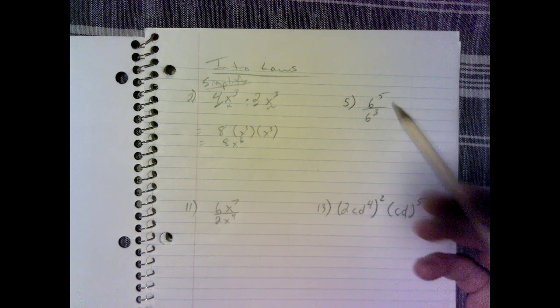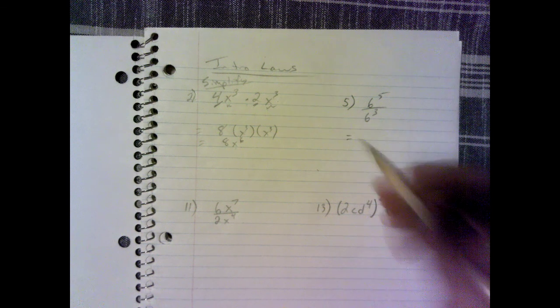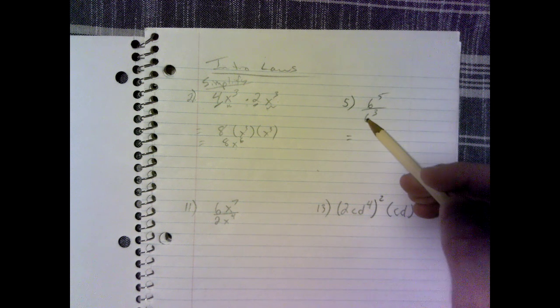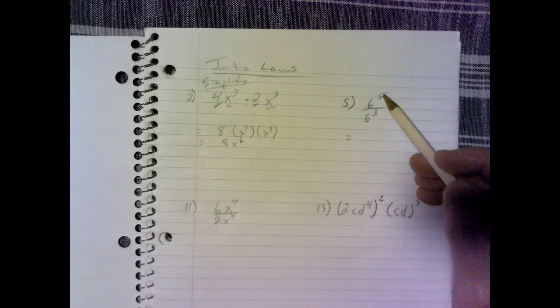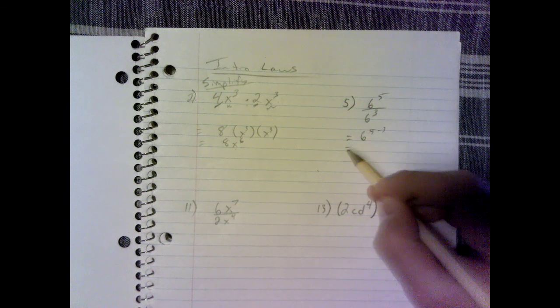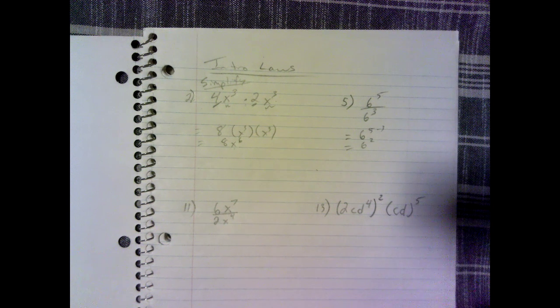Next one, you have 6 to the exponent 5 divided by 6 to the exponent 3. What you're going to use here is what's called the quotient rule. You have the same base, 6 and a 6, and you have exponent 5 and exponent 3, so you can simply subtract them, and that's your shortcut. That is simplified. You can't go any further.